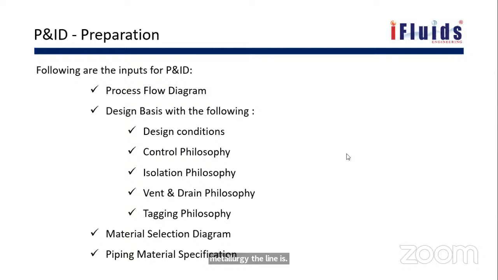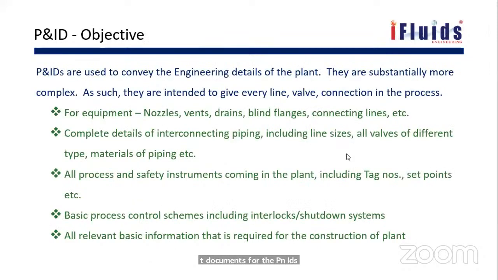So with these details, we will be preparing the P&ID. This is how a P&ID is prepared. These are the input documents for the P&IDs. Now we know what is required to make a P&ID. Now, what a P&ID actually conveys, we have already discussed. We'll just go through it.